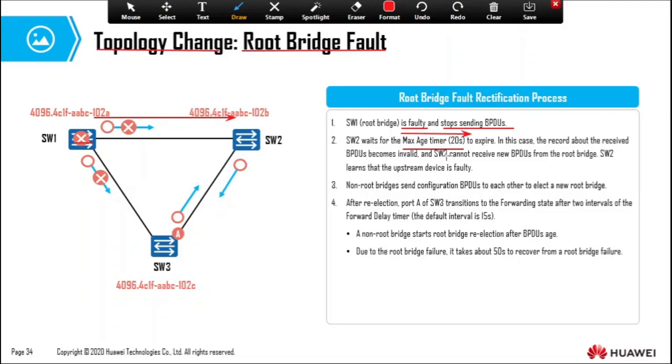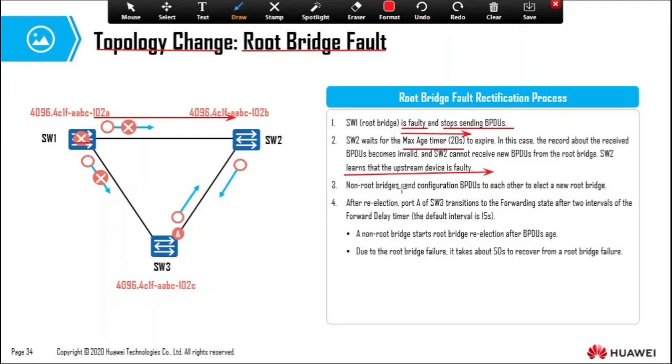If by the time you get to 0 you've not received another configuration BPDU, then it means that the root bridge is down. Are you getting the point? Or the link is down. That's why you're not able to receive configuration BPDUs. So that's how the max age timer is used. Okay, so if the max age expires, then switch 2 learns that the upstream device is faulty.